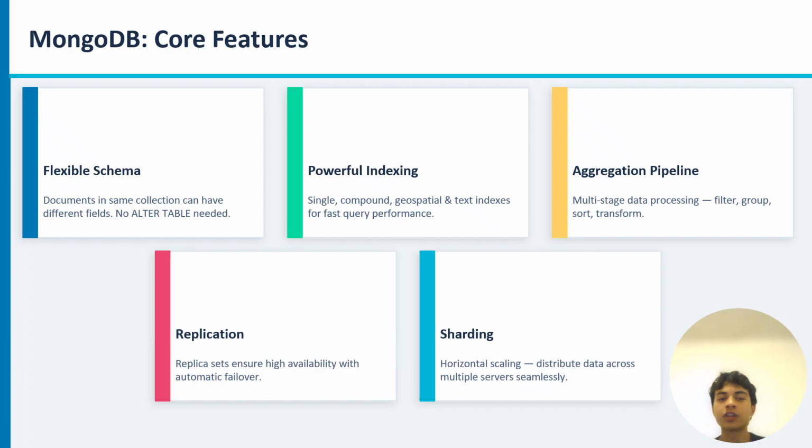Aggregation allows complex data processing like filtering, grouping, and sorting data step by step. Replication ensures high availability by copying data across multiple servers. If one fails, then another takes over. And sharding enables horizontal scaling by distributing data across multiple machines, allowing the system to handle very large datasets.